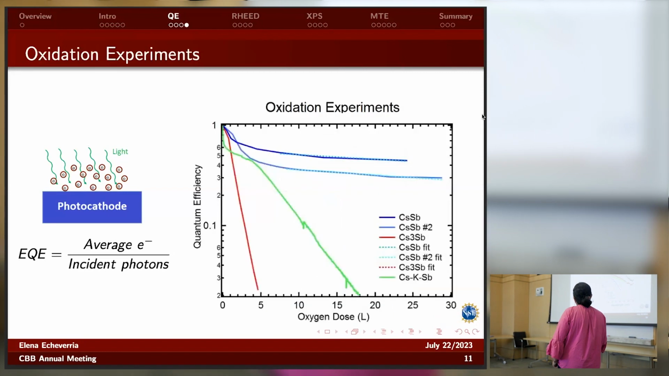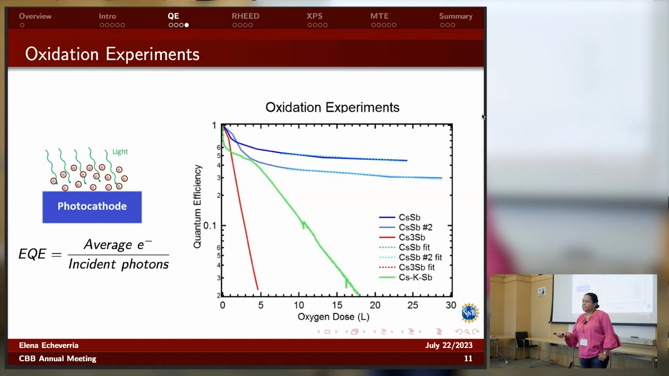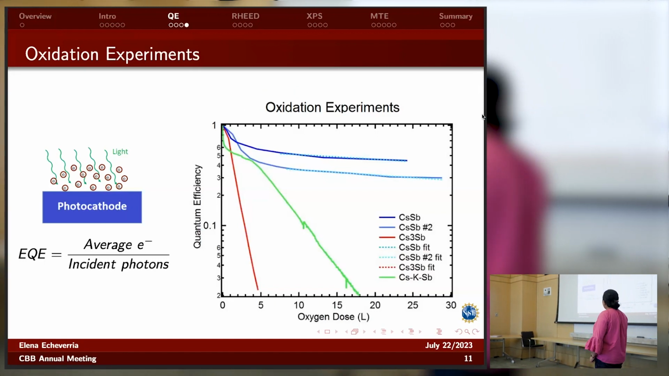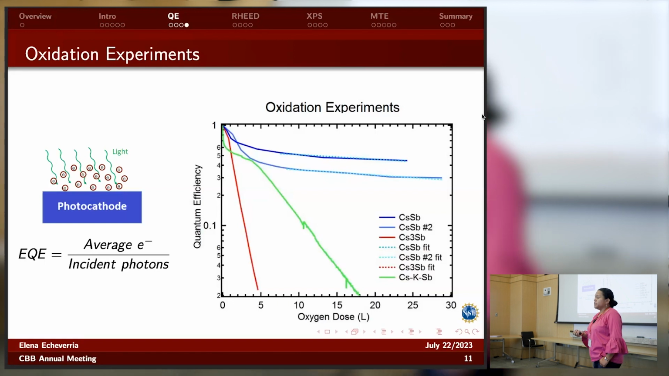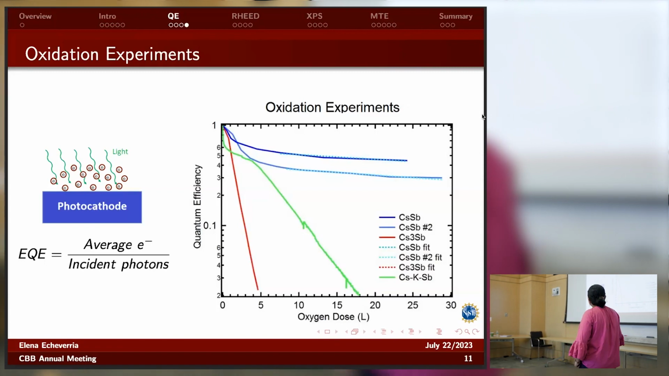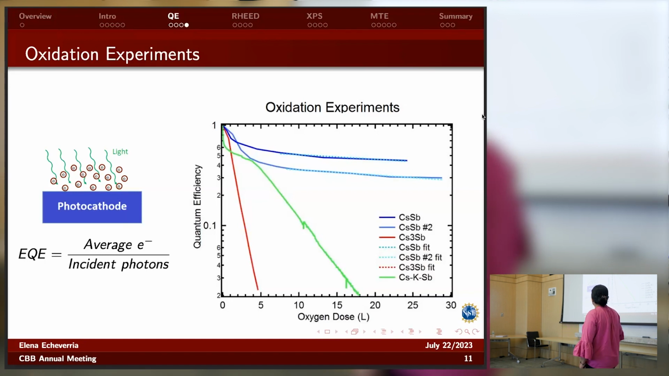What else can be done with the quantum efficiency? We can do oxidation experiments. We know that the cathodes are really, really sensitive to air, or oxygen. We can dose the photocathodes in a controlled manner with oxygen and see how long they live. This is what is shown in this plot: the normalized quantum efficiency as a function of the oxygen dose, and we are looking at when the photocathode dies.